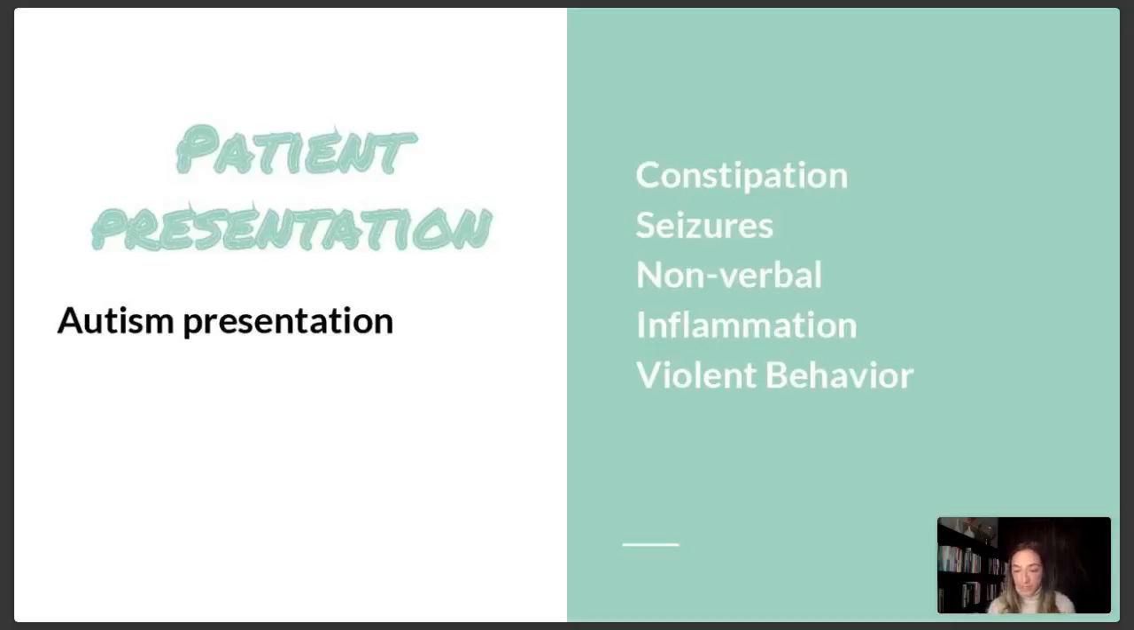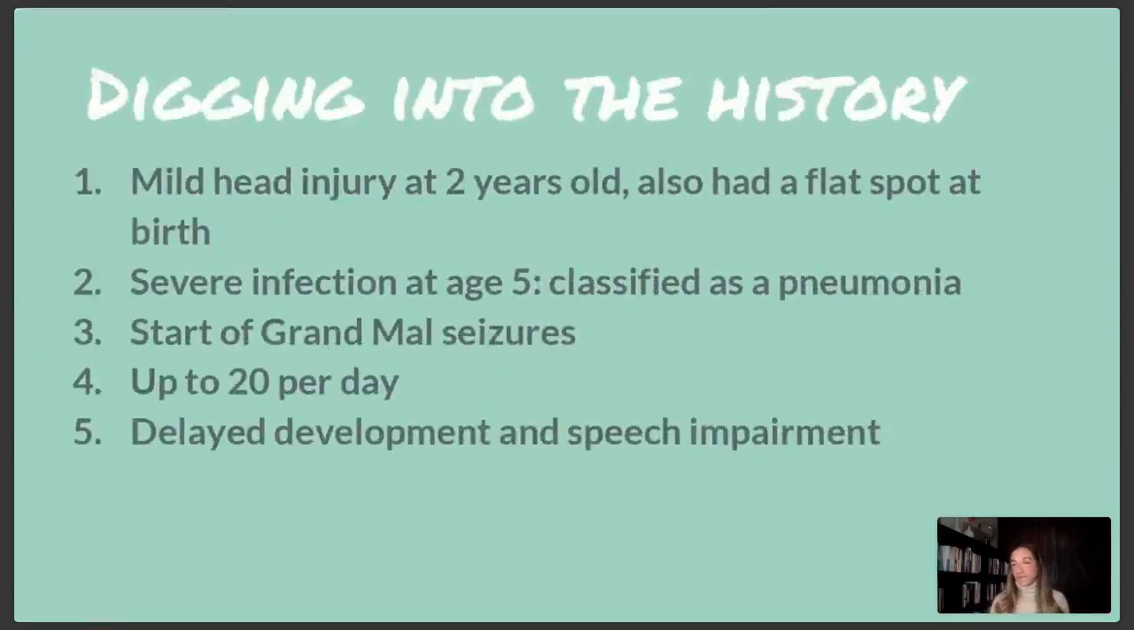So we had a patient, presentation was autism. He came to us about 8 years old. His other symptoms were constipation and seizures. He was nonverbal, with lots of inflammation. The inflammation in his body was almost to the point that it looked like you could put a pin in him and he would pop, because his skin was stretched and cracked because of how bad his inflammation was. In addition, he also had a lot of violent behavior. It wasn't all the time, but it came and went.